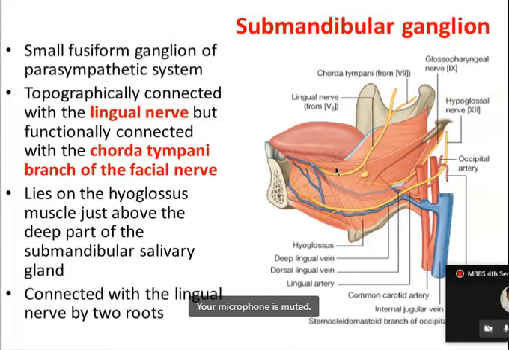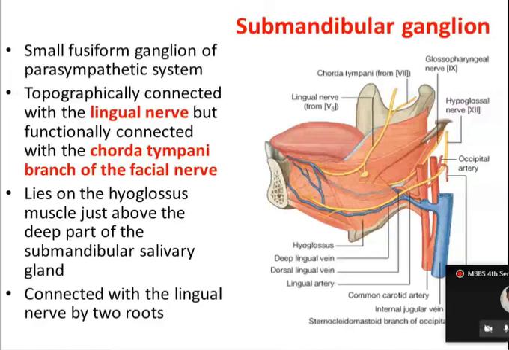Okay, so this is the lingual nerve. So posterior root, anterior root, and this one is the submandibular ganglion. So it is topographically related with the lingual nerve, but functionally it is related with the chorda tympani branch of the facial nerve. So here all the structures can be appreciated. The facial artery and lingual artery can be seen, the deep lingual vein can be seen in the floor of the mouth. Okay, and here we can appreciate some branches from the external carotid, and one more nerve, the glossopharyngeal nerve, and the hypoglossal nerve can be seen.